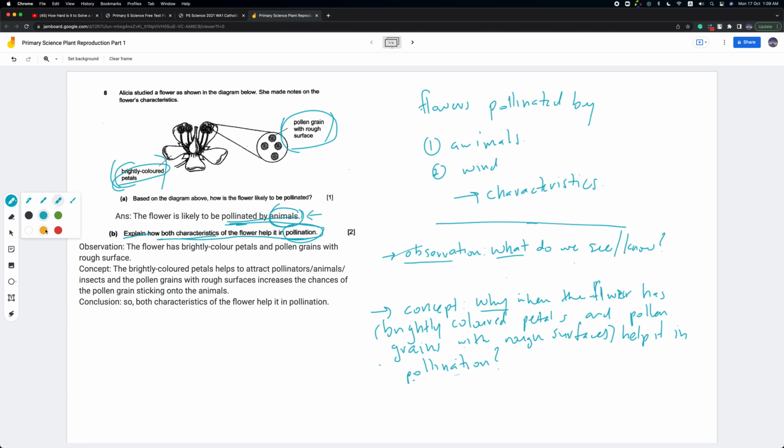Okay, so this is something that you can use. This key phrase here, "increases the chances of". We'll use this quite a few times depending on the question. Okay, so this is the way we answer or tackle this whole question here.